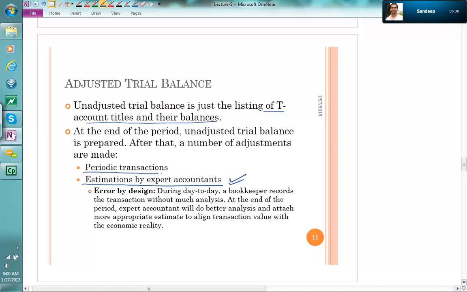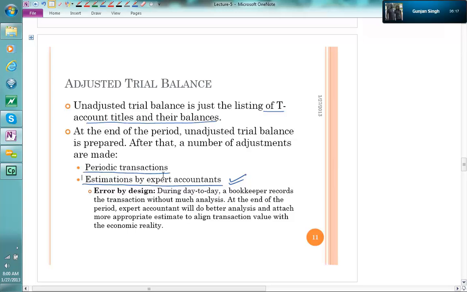And then there is something called periodic transactions. So what happens is that day to day you are making all the entries, but there are certain transactions which are not related to any event, but they happen by a particular period. For example, suppose you have a lease agreement and the payment is annual. So in day-to-day activities, that is not captured by the day-to-day bookkeeper, but at the end of the period you have to take that amount into the book.